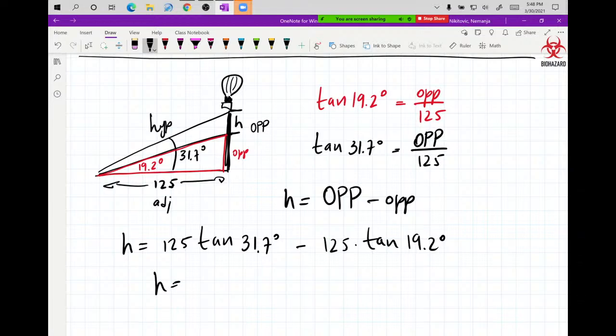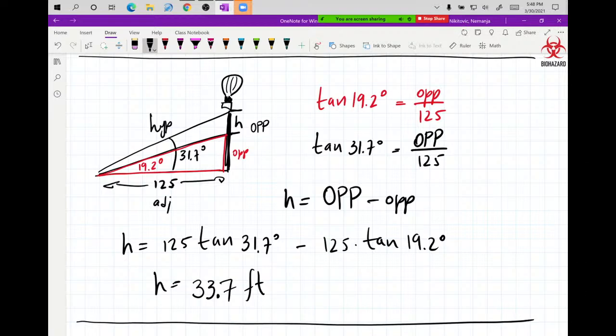And then we go 125 tangent of 31.7, close the parenthesis, minus 125 tangent of 19.2, to get 33.67, so 33.7 feet. Again, I can only have one decimal because my input numbers, 125 feet, had no decimals in it. So 33.7 feet is that height by which the hot air balloon went up.